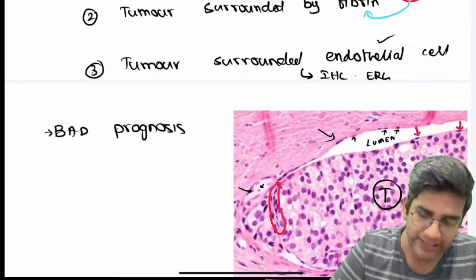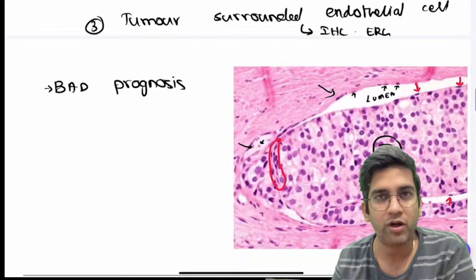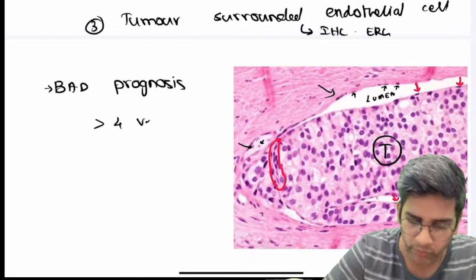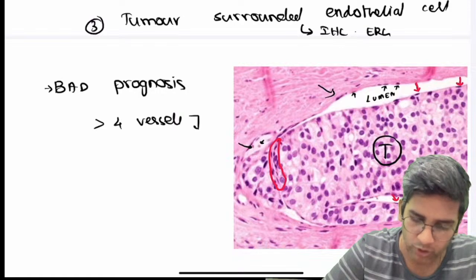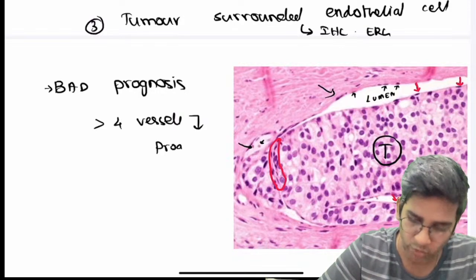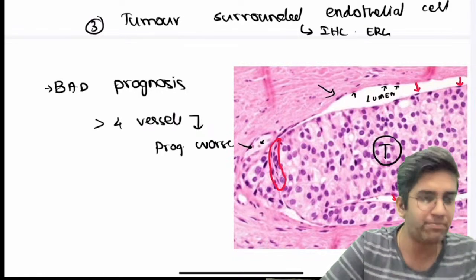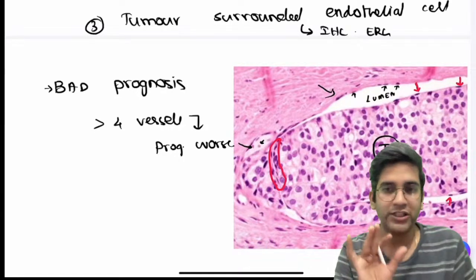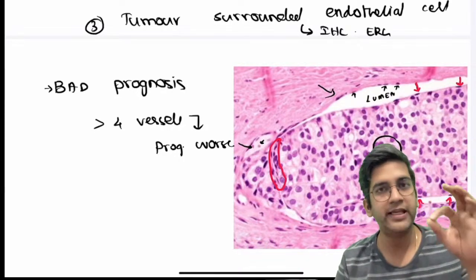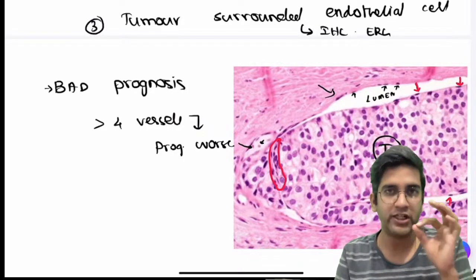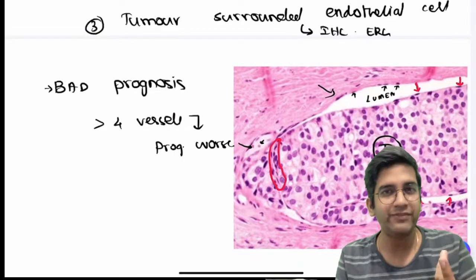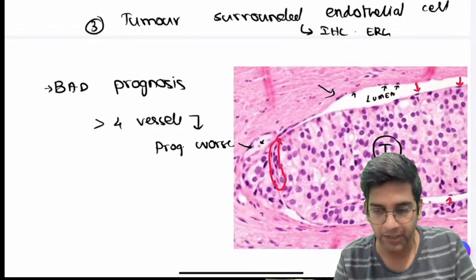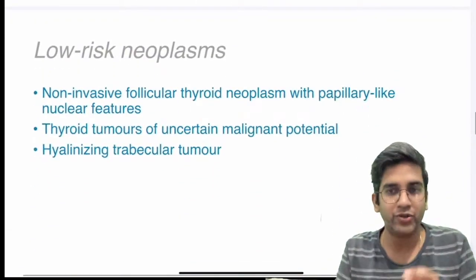WHO does not insist on counting how many vessels are involved, less than 4 or more than 4 like the previous time, but definitely with more than 4 vessels with angioinvasion, obviously the prognosis becomes worse, implying there's more chance of spread. That's it. It's very simple. There's no rocket science behind it. So this is what an FTC is: minimally invasive FTC, encapsulated angioinvasive FTC. Widely invasive, I'm not going into that because once you know capsular invasion, grossly you can easily pick it up. Now, the new WHO has this.